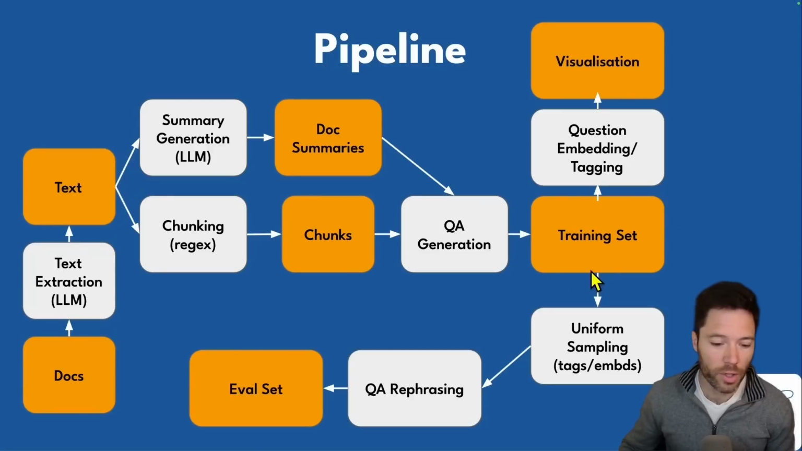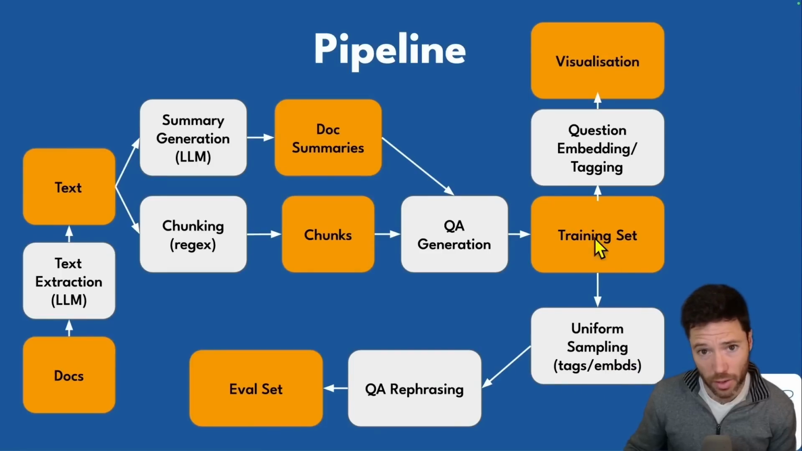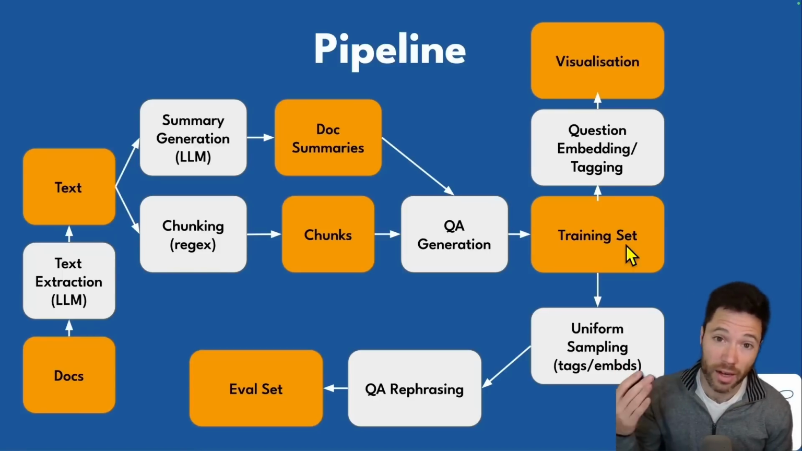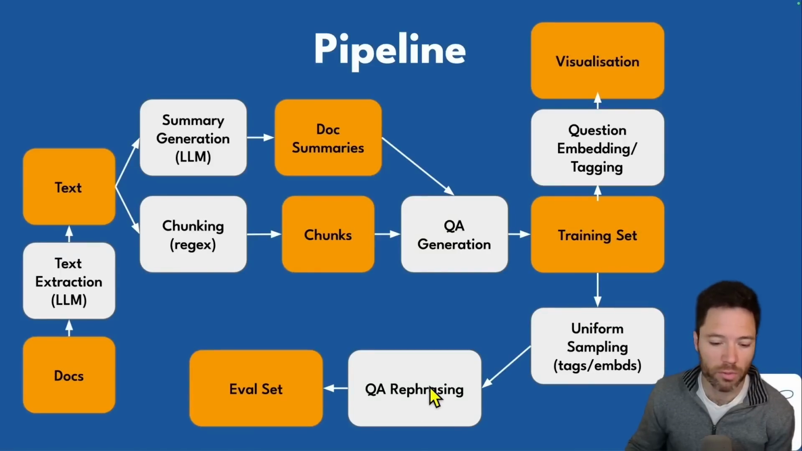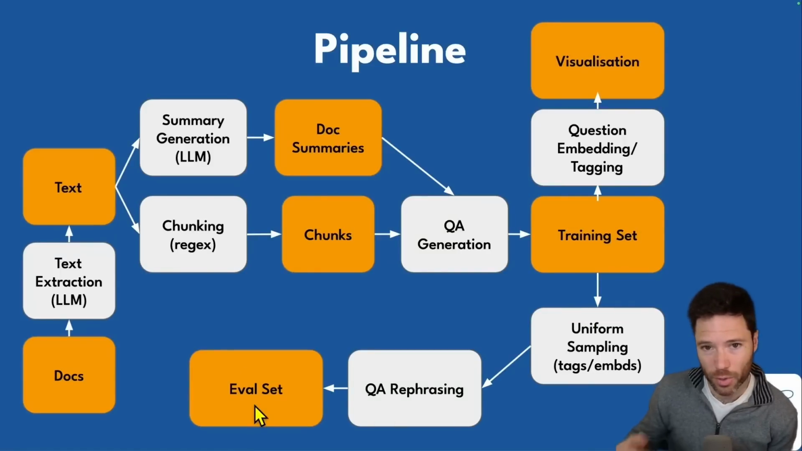Then we're going to move to create an evaluation set. And the way I'll do this is by uniform sampling. So I'm not going to take a random subset of the training set. I'm going to make sure that it reflects the categories that are in that training set. And I'm then going to rephrase those questions that are taken from the training set to avoid overfitting. And that's the way I'm going to create an eval set. Now, there are some other ways you can do that too, which I'll talk about, but this is the main one I'm going to use.